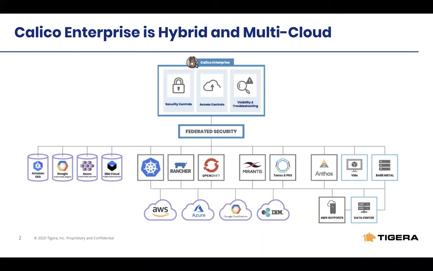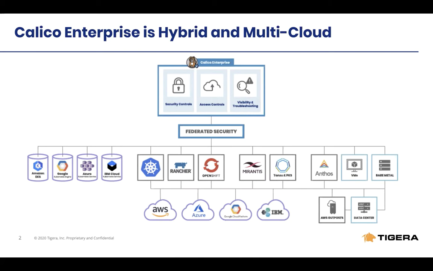So, just at a high level, in terms of what Tigera does as a business and the value that we drive for customers, it's really these three things that you see at the top around providing security controls, being able to implement access controls and provide a platform for visibility and troubleshooting across your container platforms, and really doing that in a federated way so that you can have a consistent approach regardless of where you're running Kubernetes.